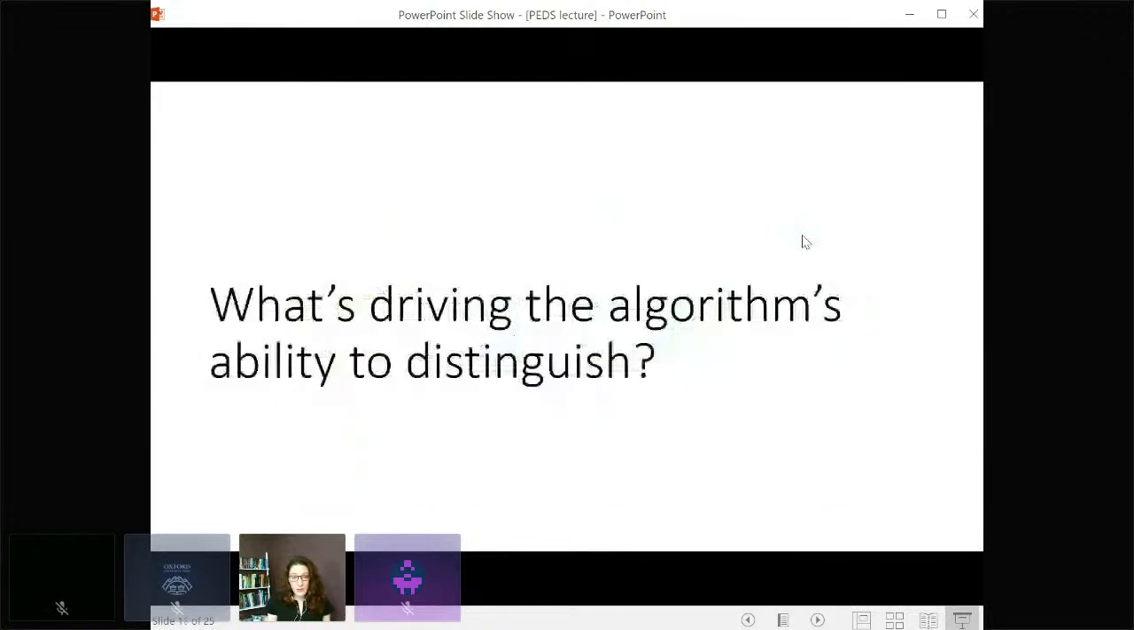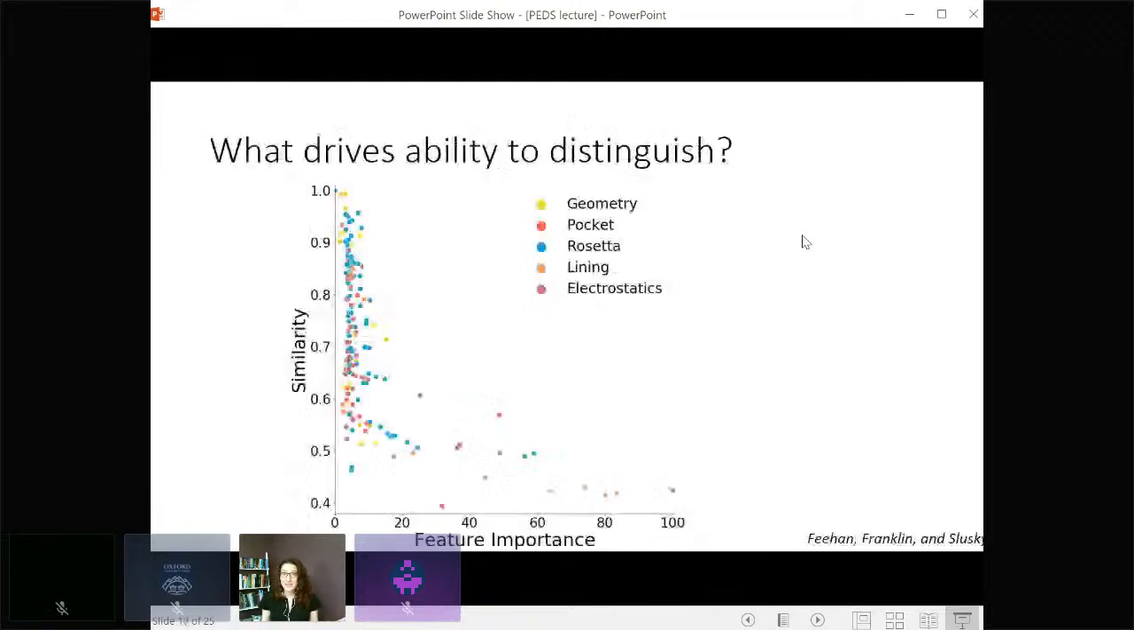That's awesome. What's driving the algorithm's ability to distinguish? Because usually when we have machine learning and you say, okay, but how does it work? The answer is, look, better is better. It's sort of an engineering approach and we can't say anything. But one of the amazing things about using an extra trees algorithm is that it gives you a metric of feature importance. So let's look at that.